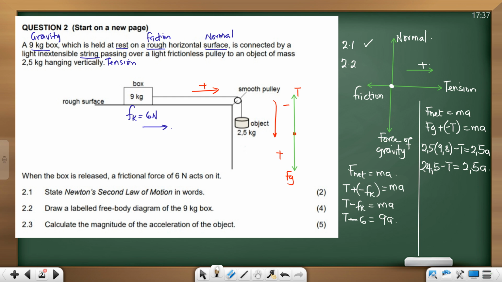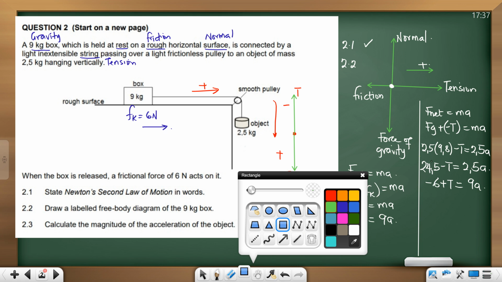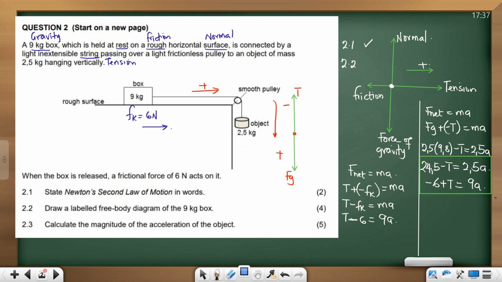So we need to get acceleration. We have 2 equations. Guys, I want to just eliminate because I see T there. All right, minus 6. I'm just rearranging this: plus T equals 9a. So these are the two equations that I have. Grade 10, I want to use the elimination method. I can just add equation 1 and equation 2 because the T's will just cancel.